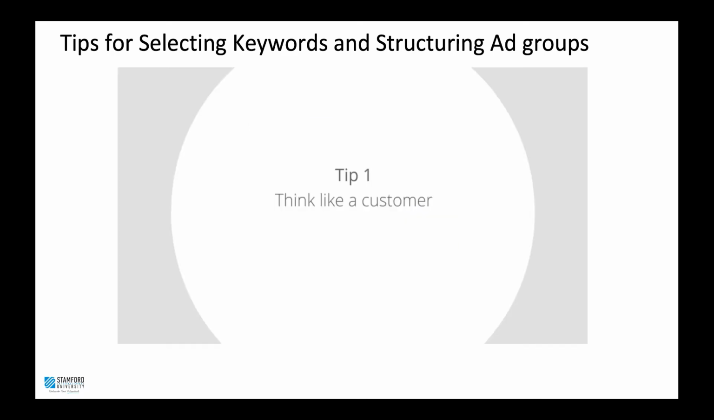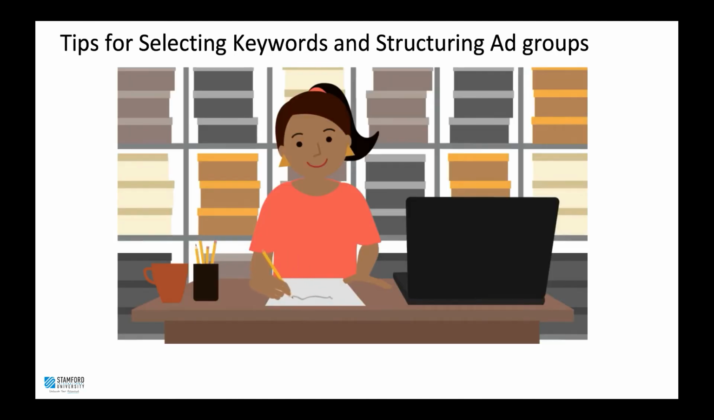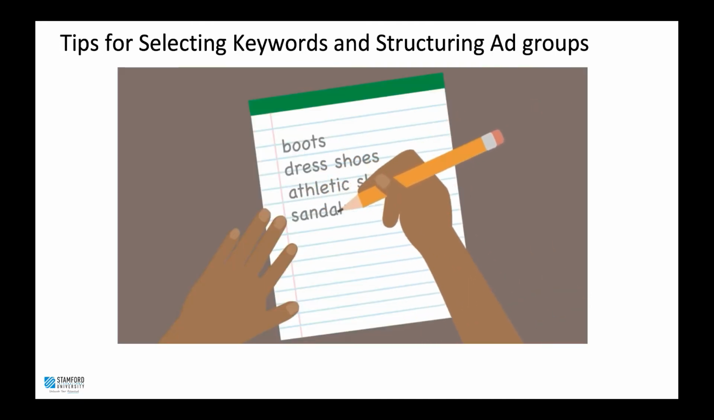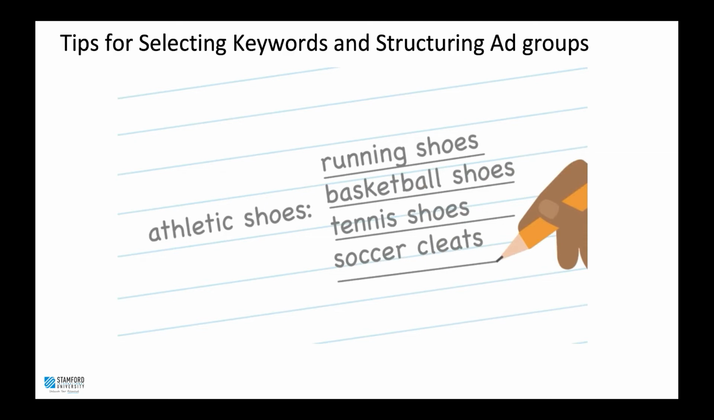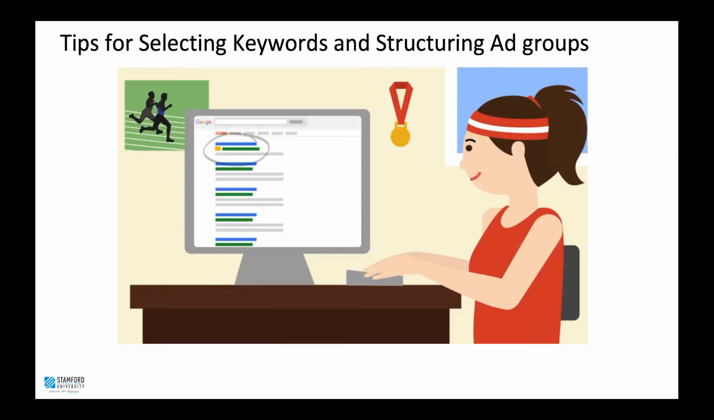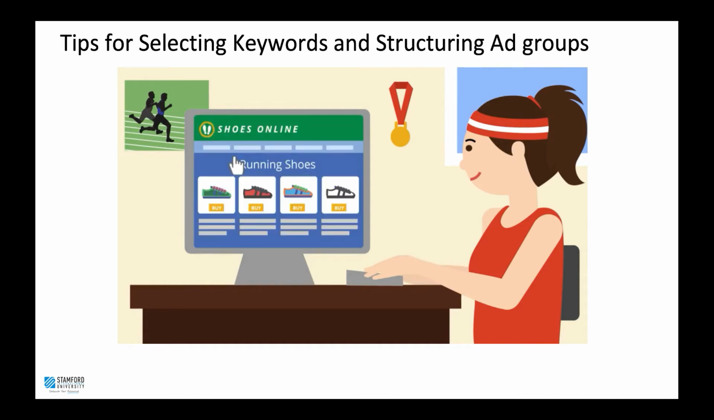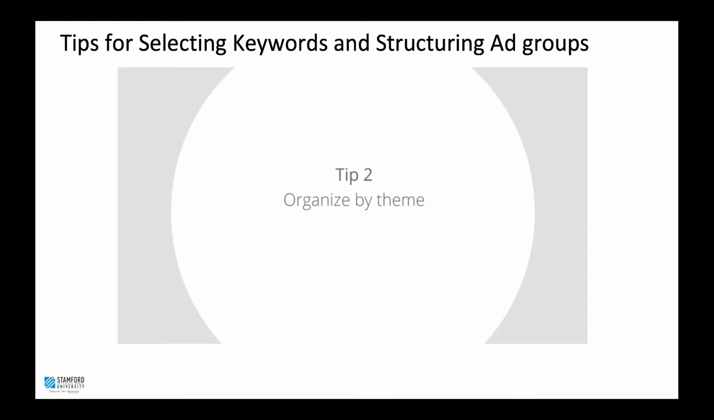Tip 1. Think like a customer. First, Mary tries to imagine what her customers would search for. She writes down all the categories of shoes she sells. Then, she thinks of specific search words for each category. Doing this makes it easy for her to come up with the right keywords to attract customers looking for the shoes she actually sells.